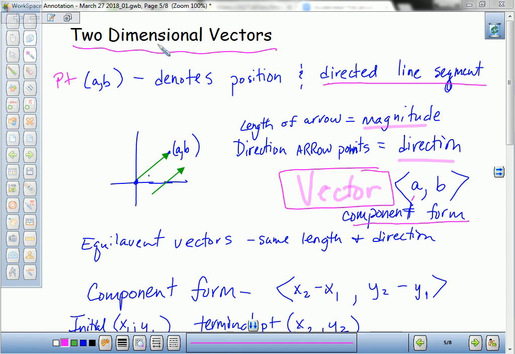Alright, so today we're studying two-dimensional vectors. And because I forgot to start recording, the students are going to hear this again.